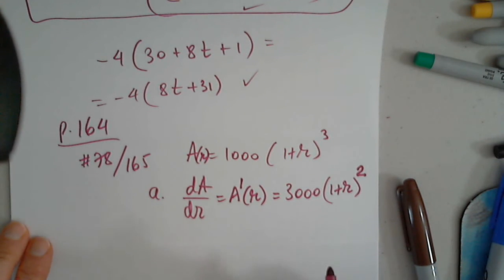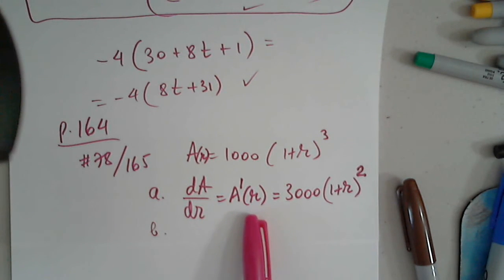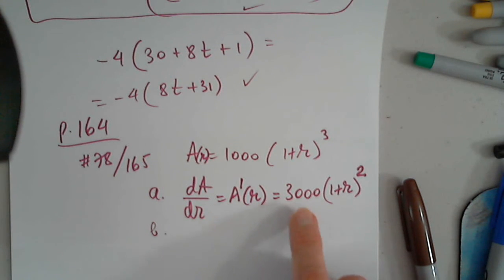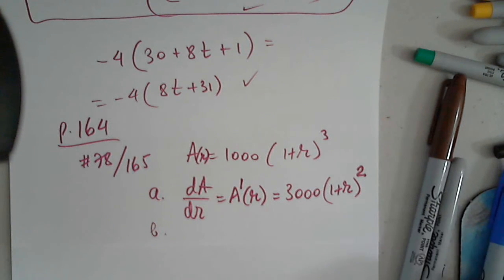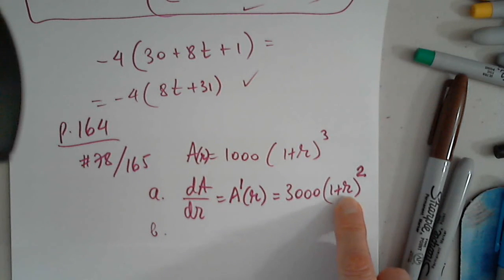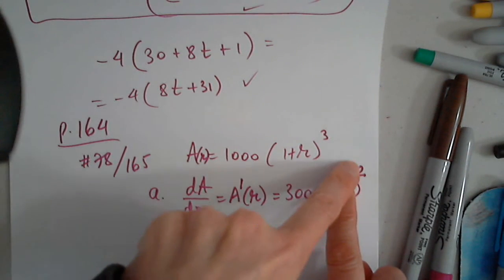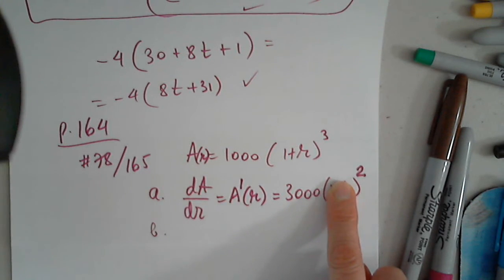Okay, in part B, they're asking us to interpret what this means. So in part B, what does it mean? It's the instantaneous rate of change for every annual interest rate. So obviously it will be an increasing situation, right? Because it's positive. R cannot be a negative value, although it could exist, but R is a positive value. Even if it's negative, this is still a squared quantity, so this will always be positive.